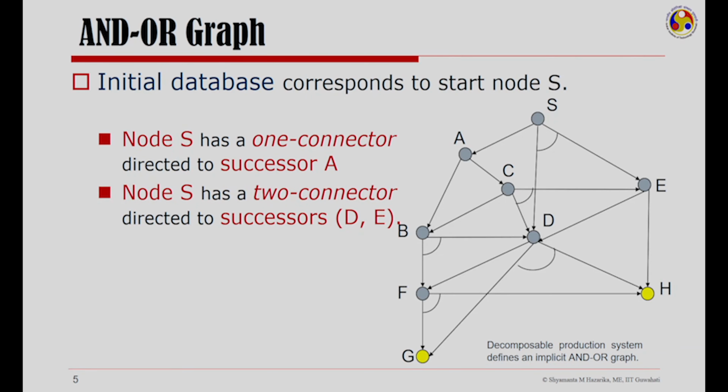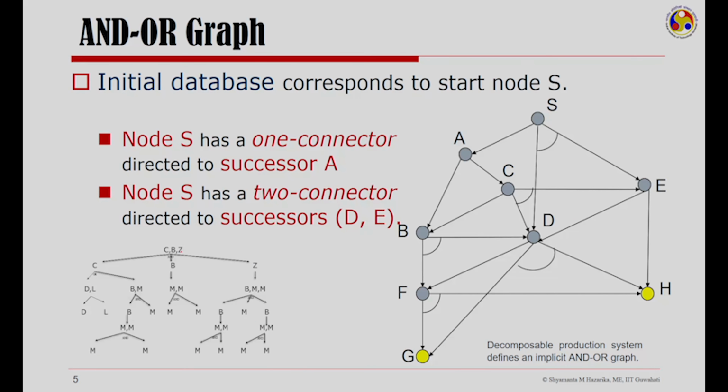The decomposable production systems that I was referring to define an implicit AND/OR graph, and the initial database corresponds to the start node S. Kindly recall what we did in our production systems lecture. We looked at a decomposable production system for rewriting rules. So, we had an initial database CBZ, which could be broken up into 3 databases C, B and Z. Now, to each of these we could apply rewriting rules, like C could be rewritten as DL or C could be rewritten as BM.